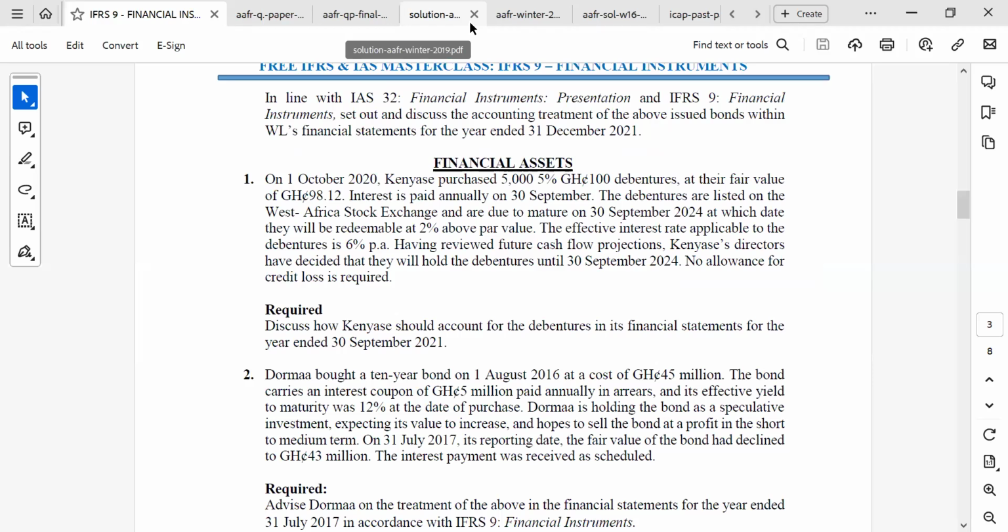On first question one, read it. Okay. On 1 October 2020, Kenyasi purchased 5,005% 100 Ghana cedi debentures at their fair value of 98.12 Ghana cedis. Interest is paid annually on 30th September. The debentures are listed on the West African Stock Exchange and are due to mature on 30th September 2024, at which date they will be redeemed at 2% above par value. The effective interest rate applicable to the debenture is 6% per annum.